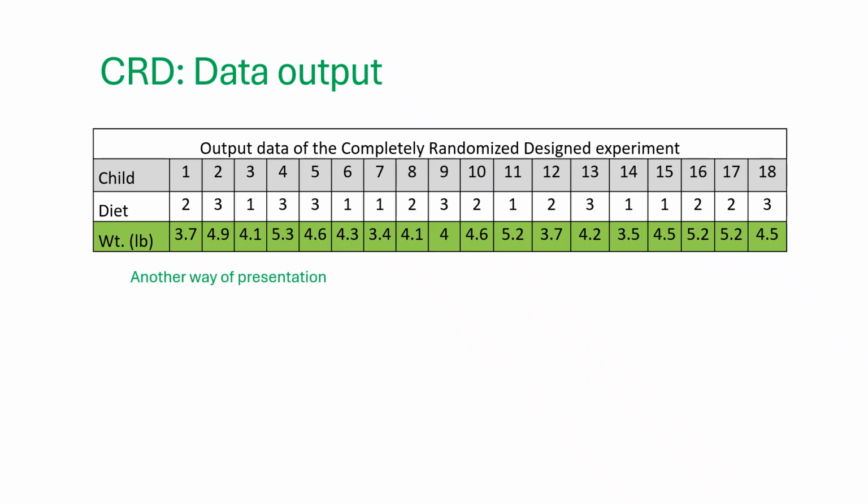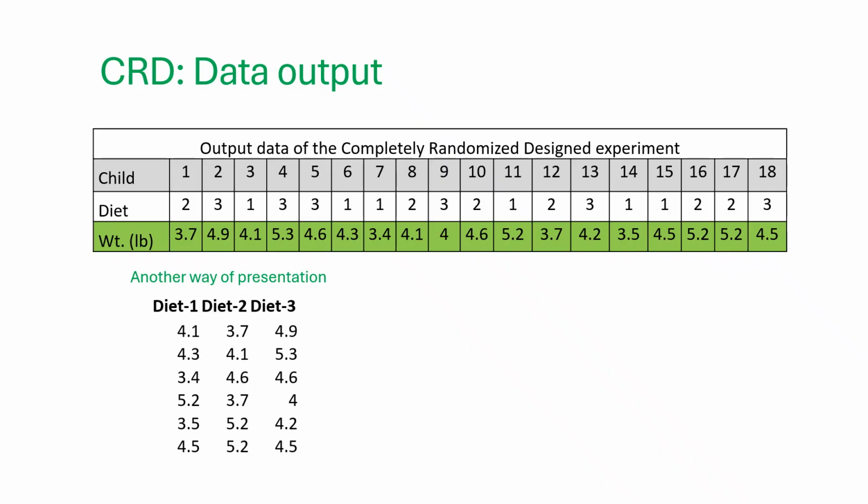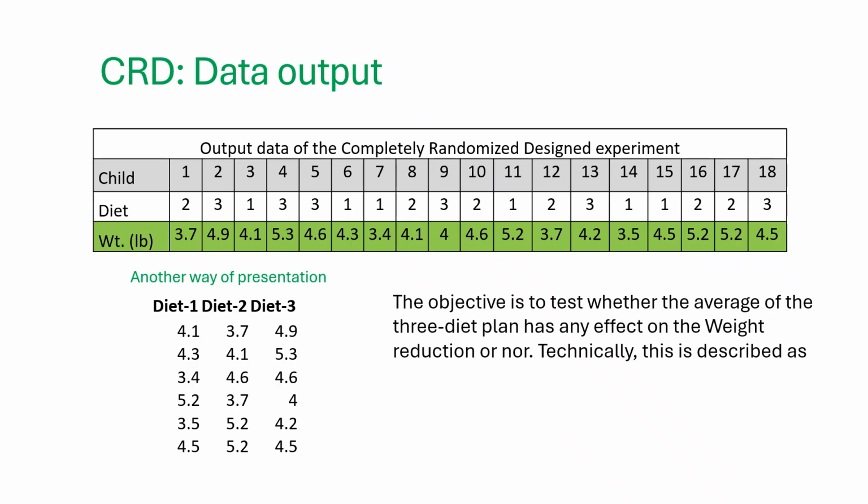So the best way to interpret this data is now this way. Diet 1 is given to, you can see that, identify the child, and diet 1 is given to child number 3, then child number 6, 7, like that. So the weight reduction is 4.1, 4.3, 3.4, etc. Okay, so this is the best way of presenting the data, which is now ready for analysis.